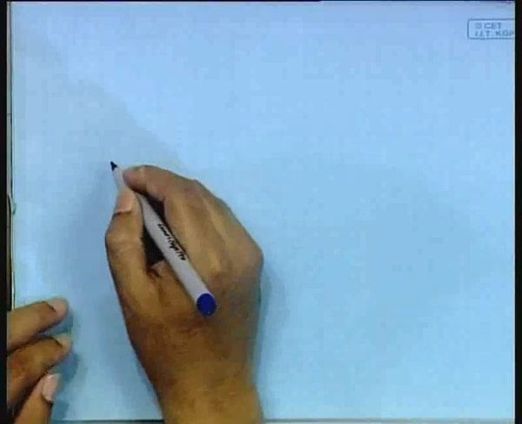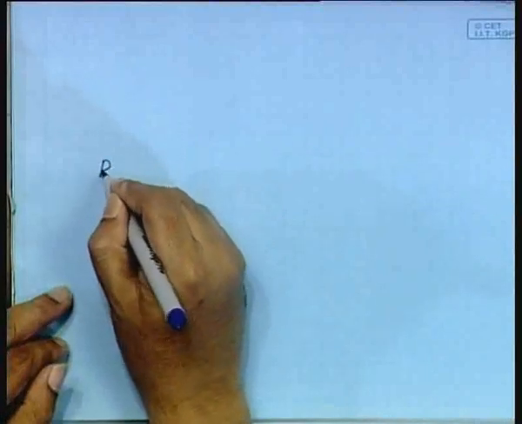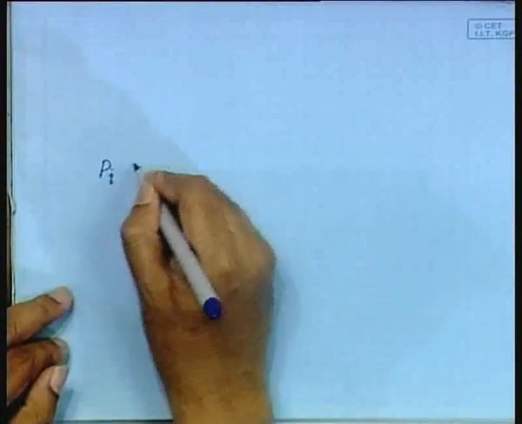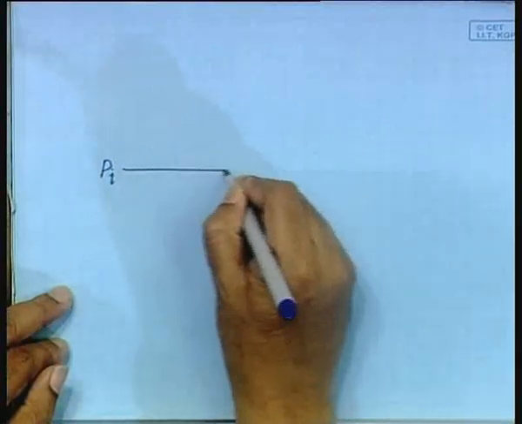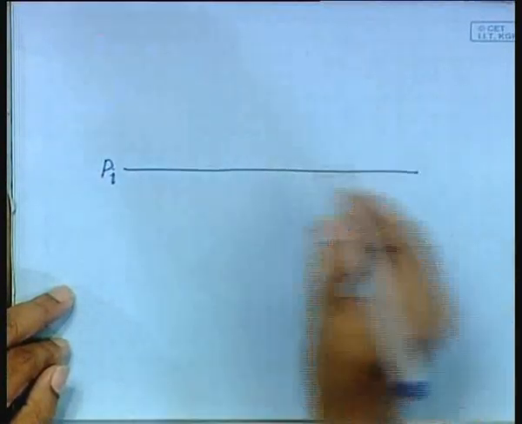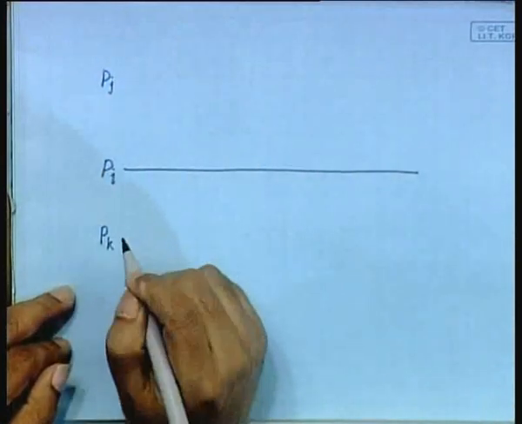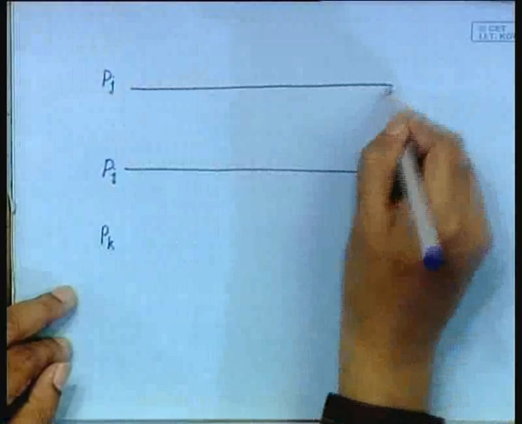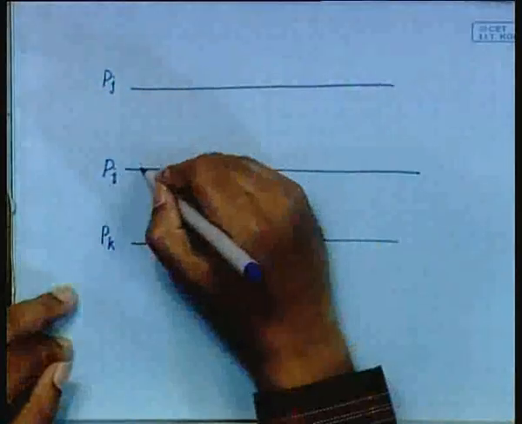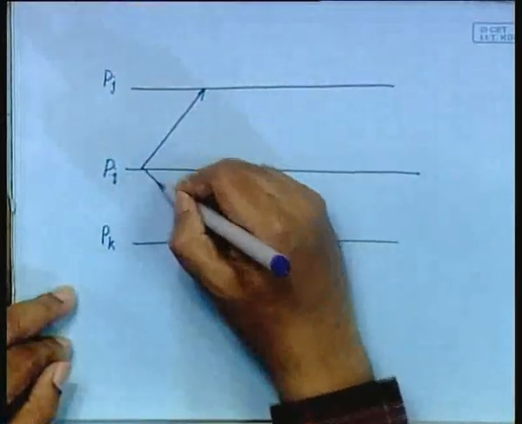No, I didn't get your question. Can you repeat the question? First, please repeat the question. So you are saying that Pi makes a request to Pj and Pk. Is that what you are saying? Okay. So Pi makes a request to Pj and Pk.